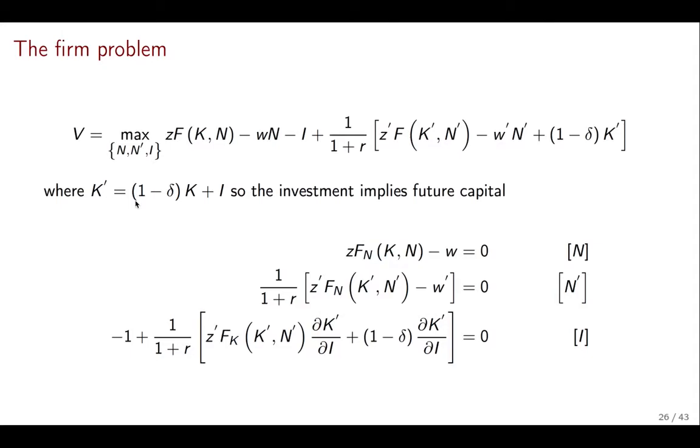But it could be the case that the evolution of capital has a more complex form. It depends on investment in a different way. And so in those cases, that derivative is not necessarily equal to 1. So it's important for us to remember that it's actually there.